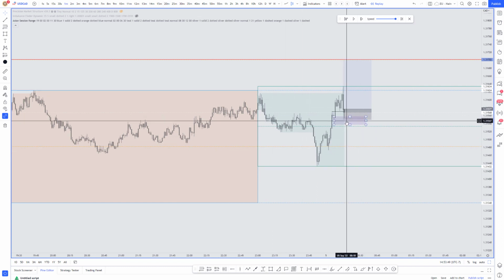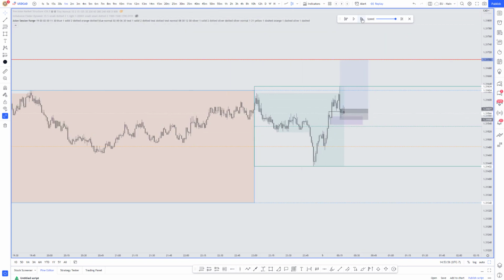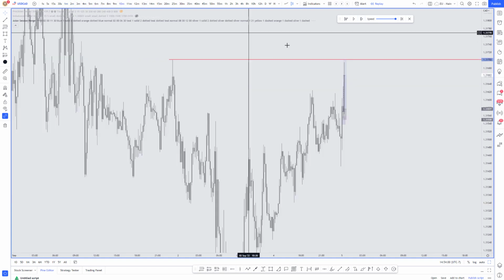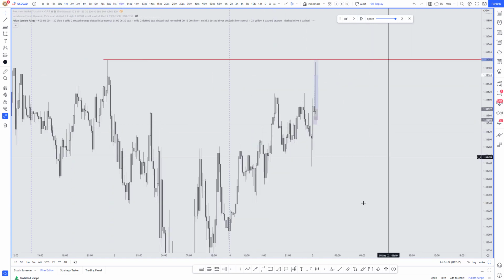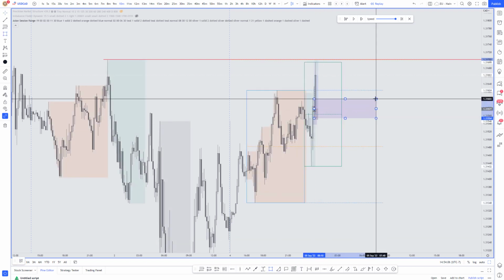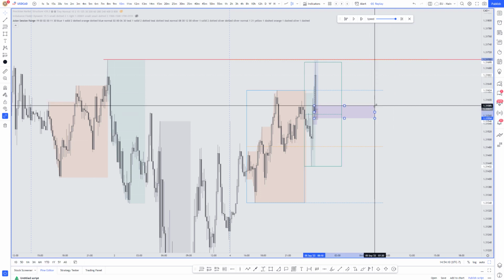This would be kind of, I wouldn't say grade A setup. It didn't come from a higher time frame POI. If you wanted a higher time frame POI, you could pull this POI itself. So the POI is this.